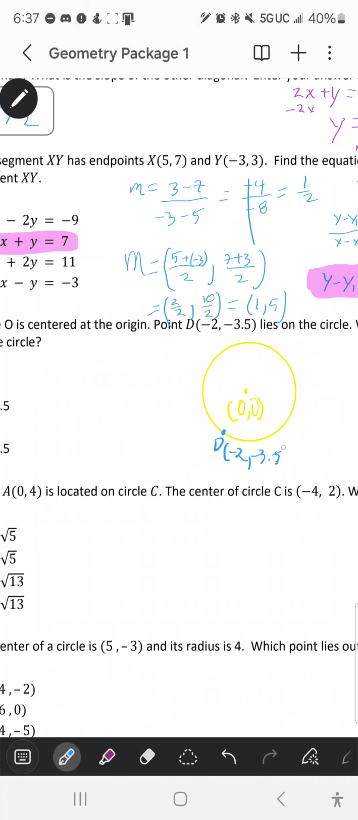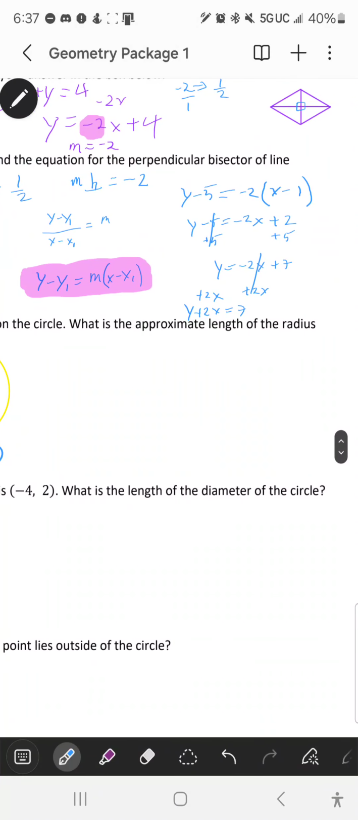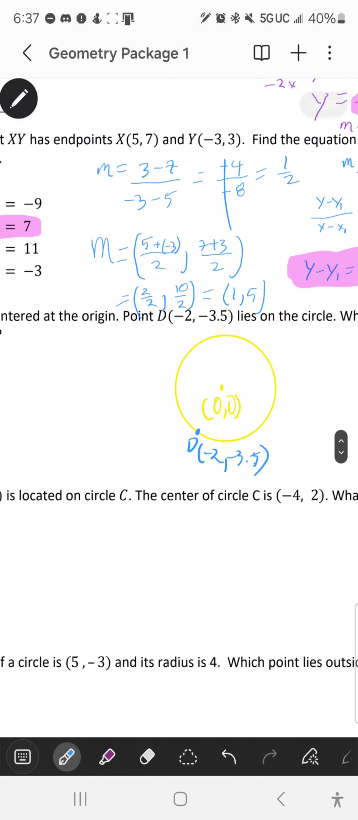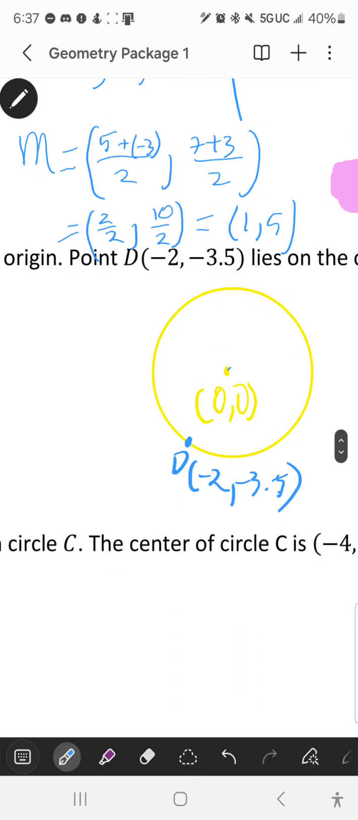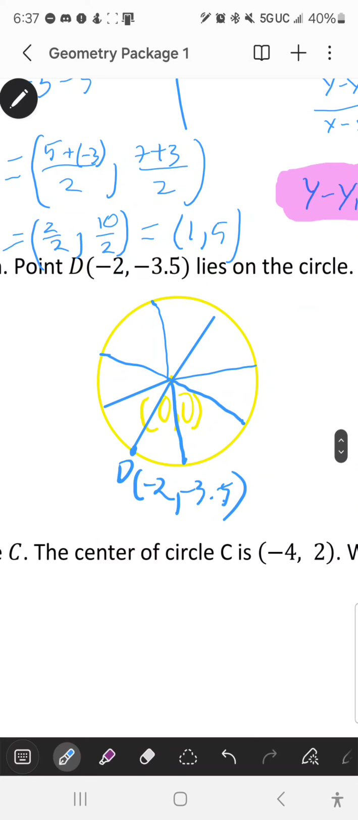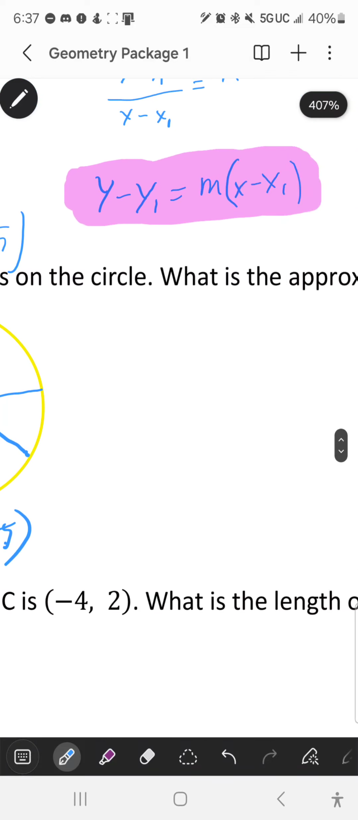Now, it is asking what is the approximate length of the radius, and in all circles, the radius is the distance between the center and one point of the circle. It doesn't matter which point. All of these blue lines are going to be the same distance because they are the radius of the circle. So the only thing we need to do is calculate the distance between the center (0, 0) and this point, (-2, -3.5). We use the distance formula.